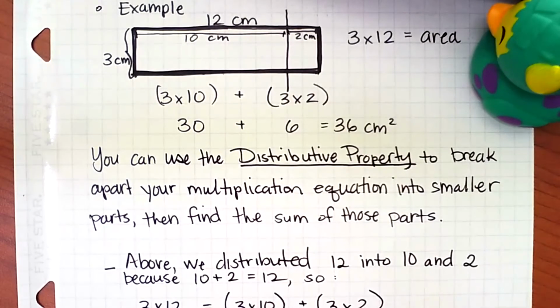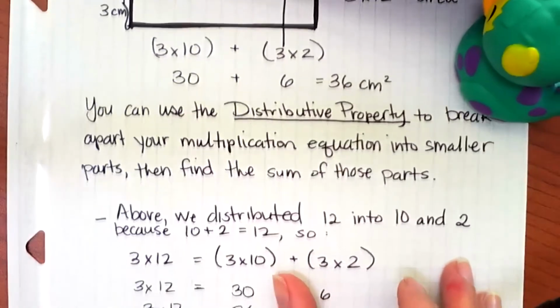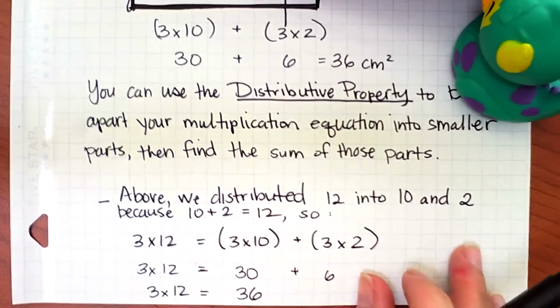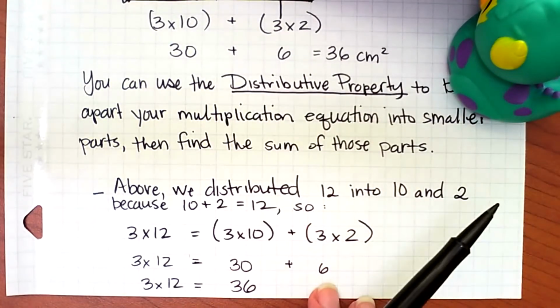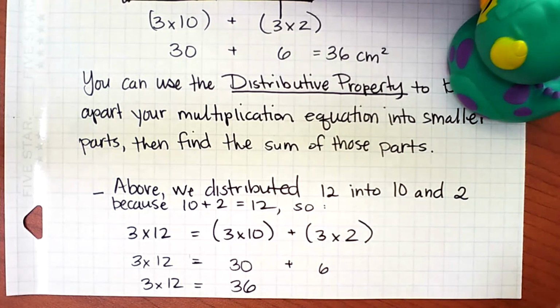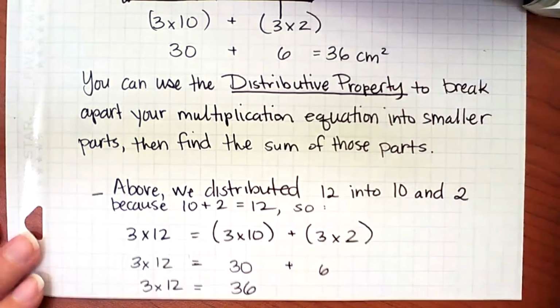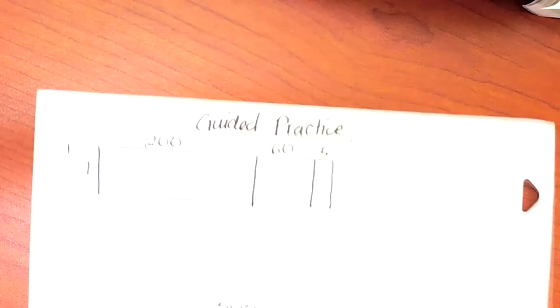So what we did over here above is we used a distributive property. We distributed 12 into 10 and 2 more because 10 plus 2 is equal to 12. And then we did the math and found our answer at the bottom. So let's go ahead and take a look at our guided practice for today.